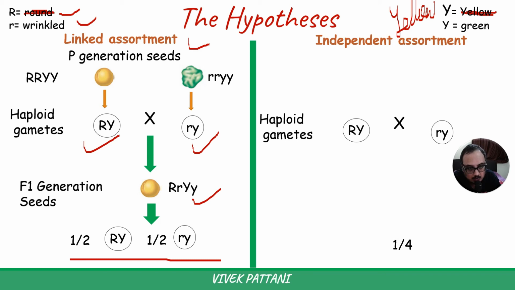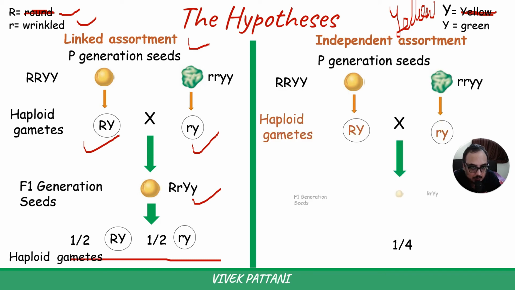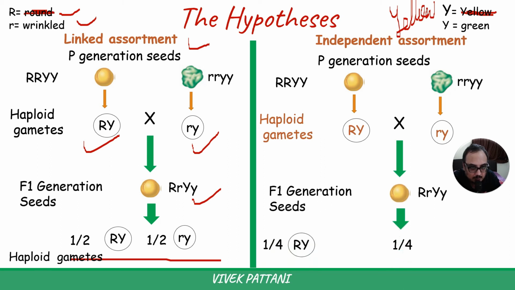Now in the case of independent assortment, the first generation remains the same, but there will be a change. Now you can see there will be independent assortment, meaning 1/4 for each different type of gametes. 1/4 chance for each type of gametes.